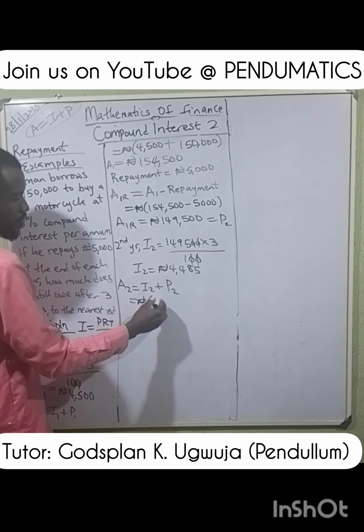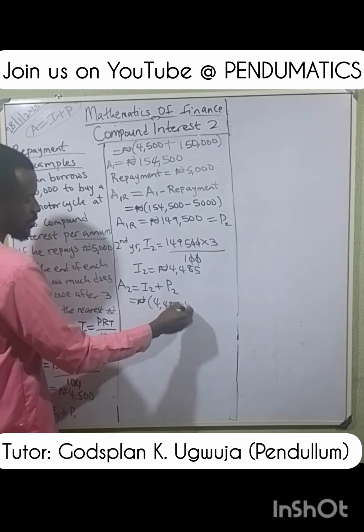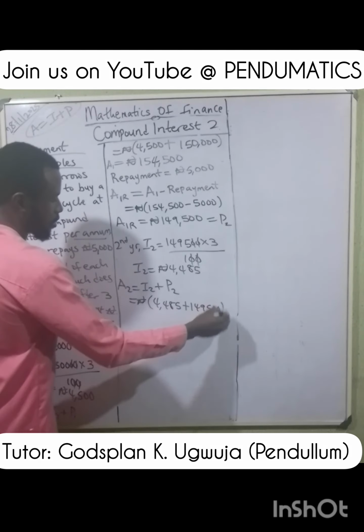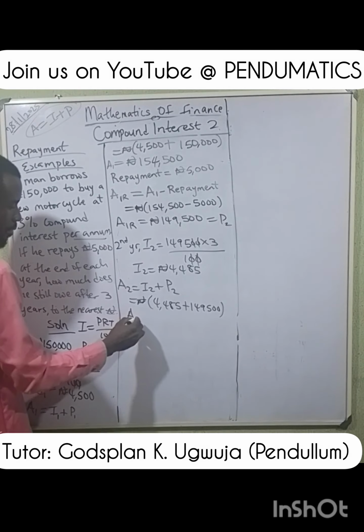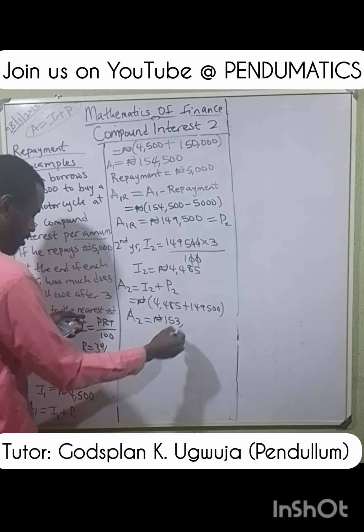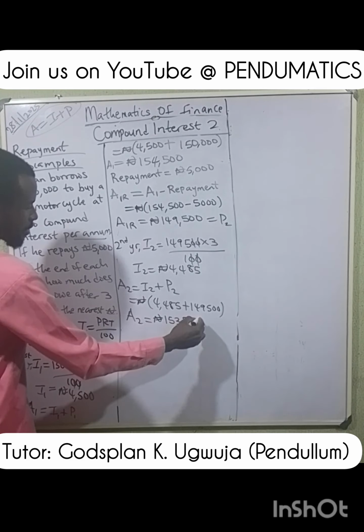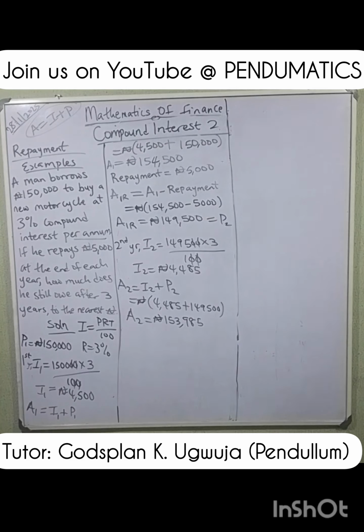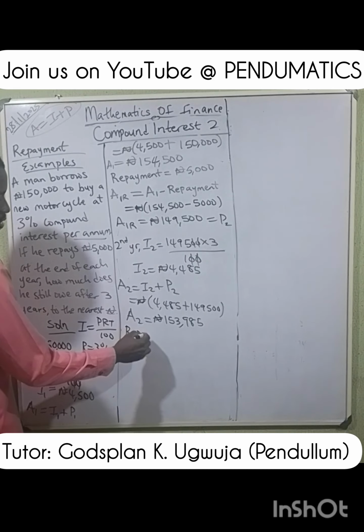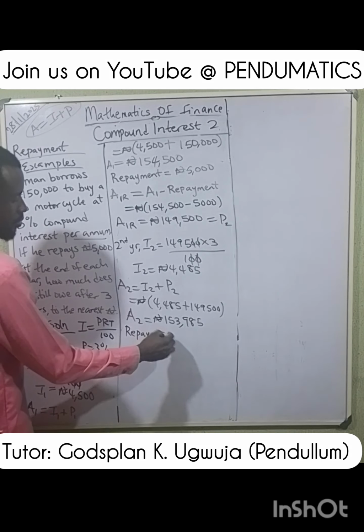So I2 is 4,485. P2 is 149,500. If I add these two, my amount at the end of year 2 is 153,985 naira. But remember, this is not where you stop for year 2. Why? There's a repayment. This is a repayment question. So you have to subtract the repayment. Repayment again is 5,000.